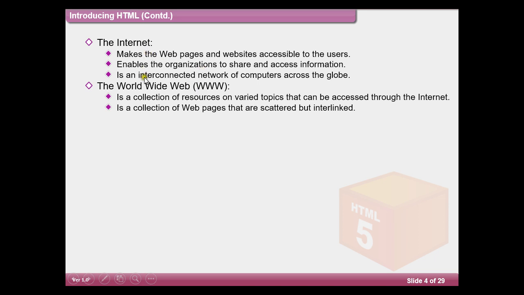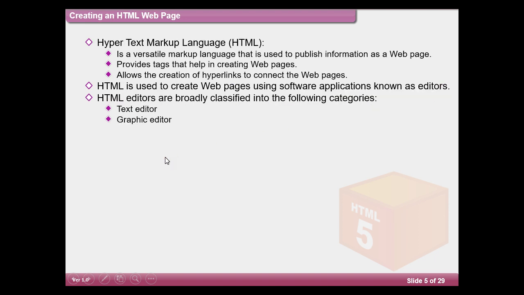So what makes the internet? Websites make the internet, we know that, right? So it enables organizations to share and access information, and we already know World Wide Web is a collection of resources on valid topics that can be accessed through the internet. So these things are already known.